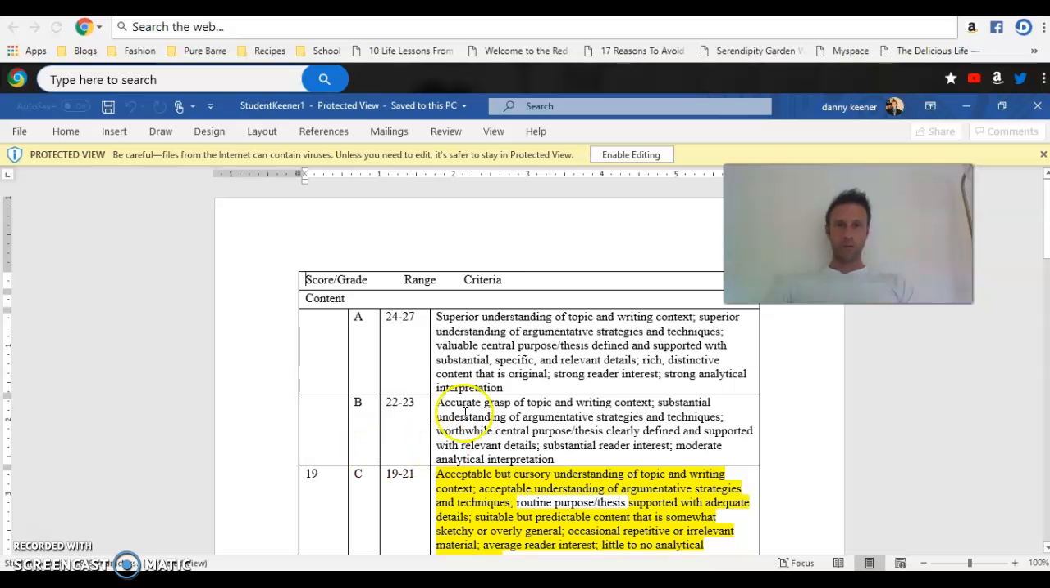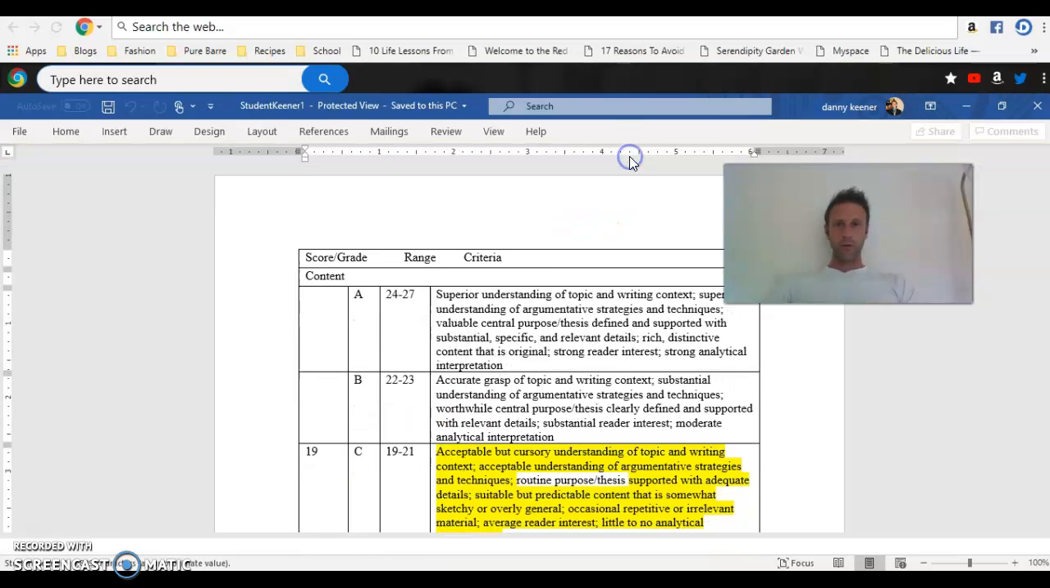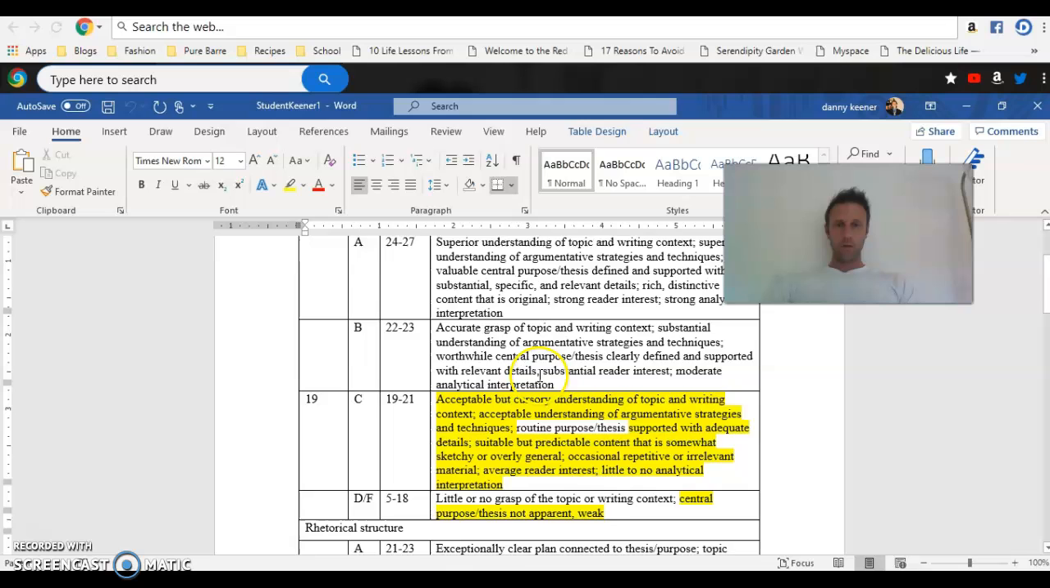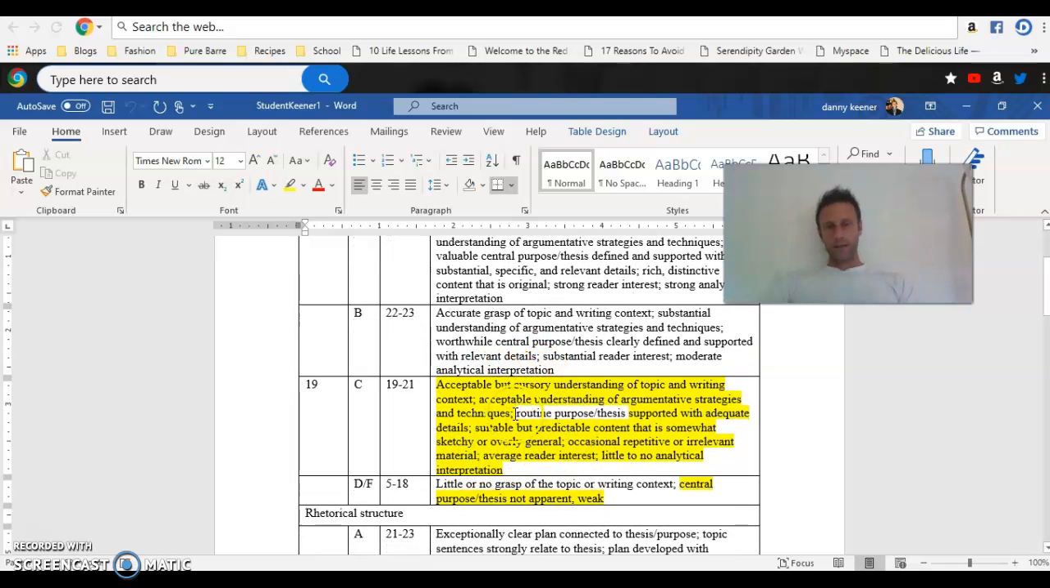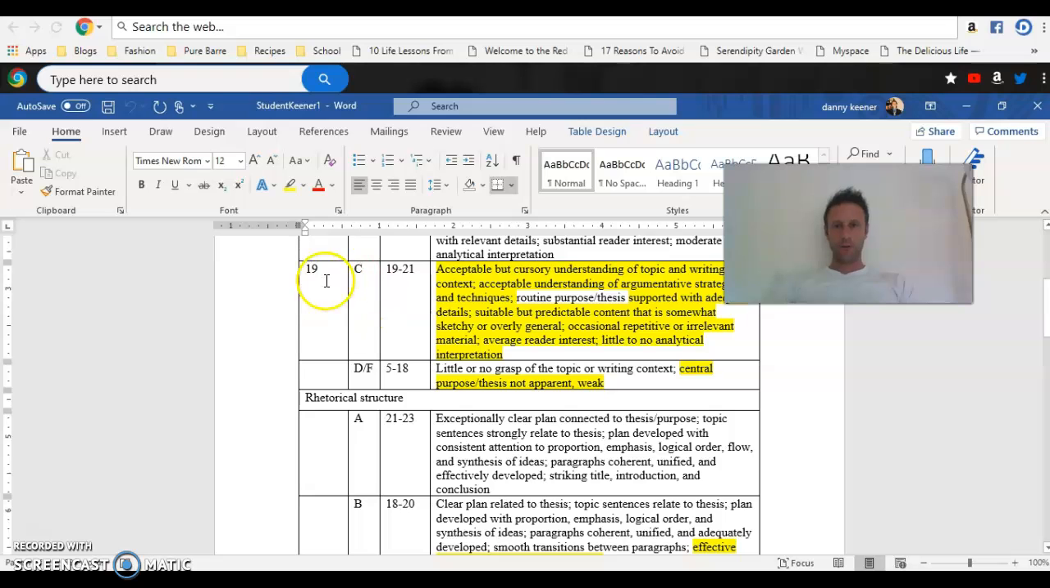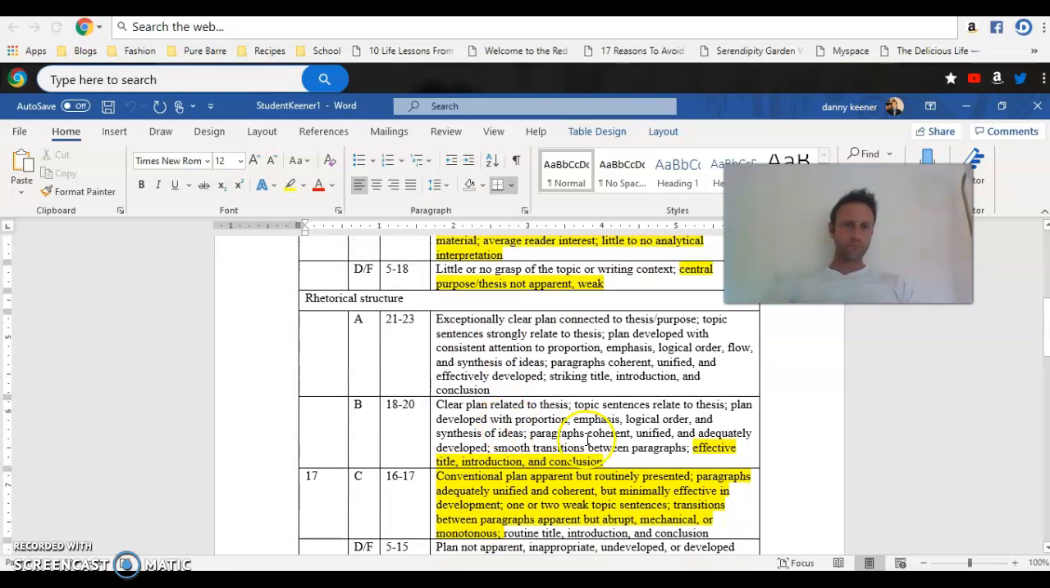And then you have the rubric with my annotations. So this is where I feel like this mock paper fits in, right? It's got acceptable but sort of cursory understanding of the writing context. My example is a bad example, I guess. And then, I'll cross out the routine purpose or thesis, and I said in my comments that the thesis isn't clear, right? So I'll put that here as well. I'll highlight that. And you earn this many points in that category.